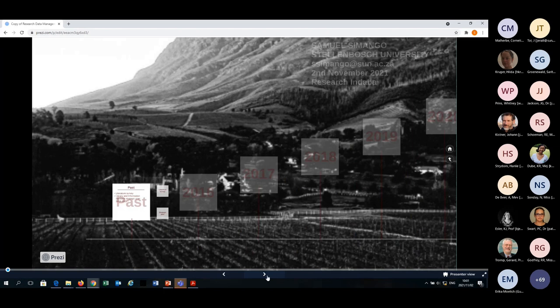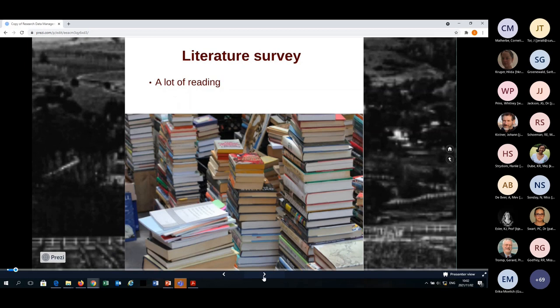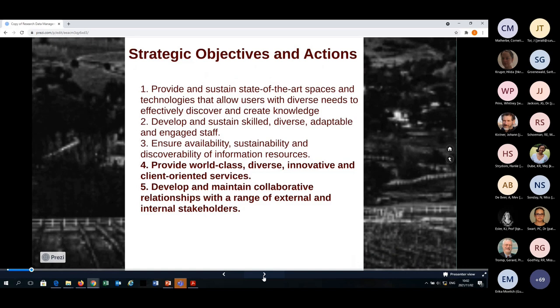So this was before at least 2016. At that particular moment in time, the library undertook a literature survey just to find out a bit more about research data management. This involved a lot of reading, as you can see by the books depicted there. And it culminated in the inclusion of research data management within the library's strategic objectives, or at least under two of the library's strategic objectives that you can see there in bold.